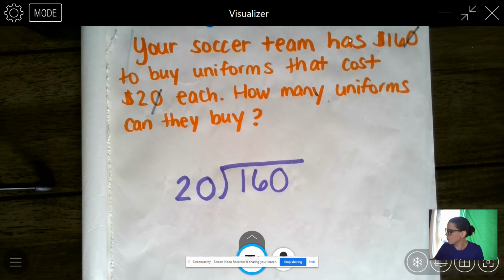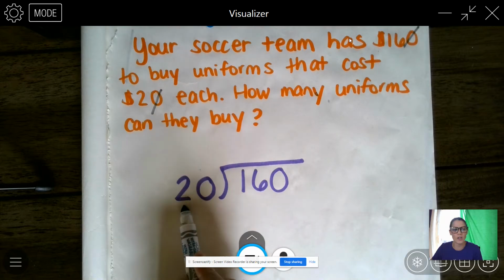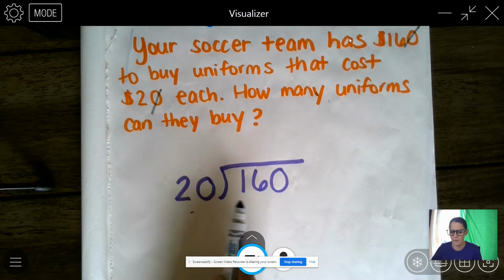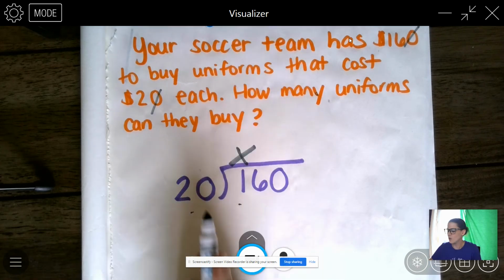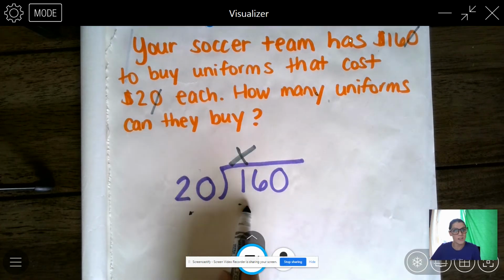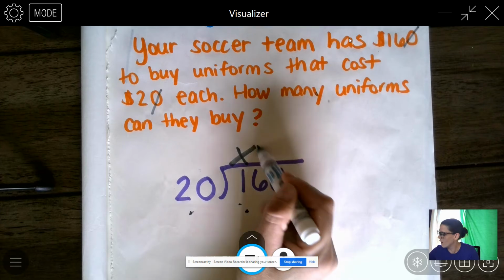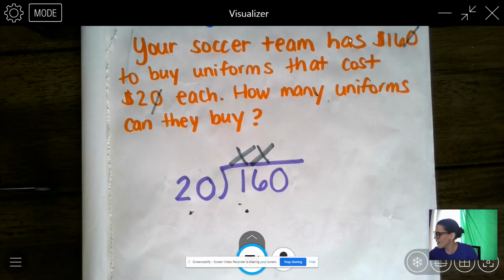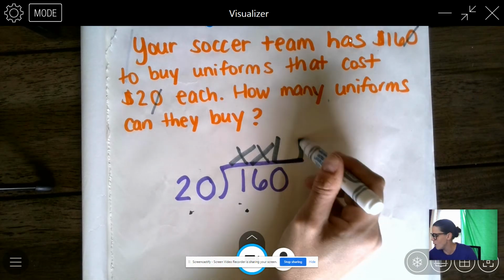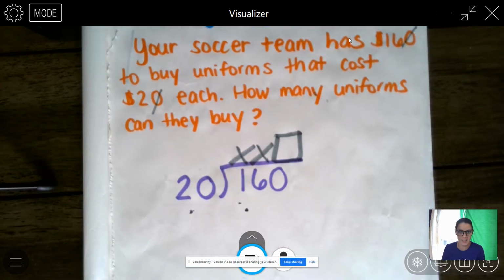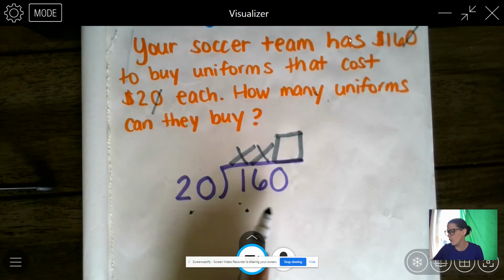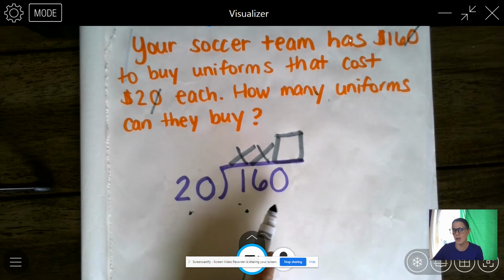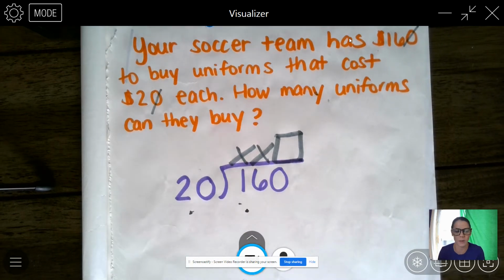where we're not crossing out the zeros. So I'm going to look at 20 and know that 20 cannot fit into 1. So I'm going to put my X there. 20 cannot fit into 16. Therefore, now I know that my answer is going to be a one-digit answer. 20 can only fit into 160 in a one-digit form. So it can't fit in there 10 times because that would be 200. That would be too big.